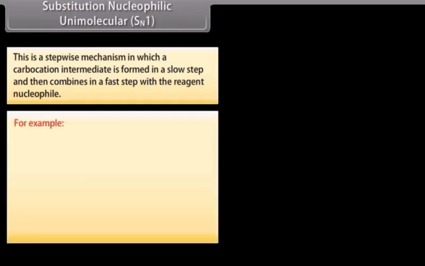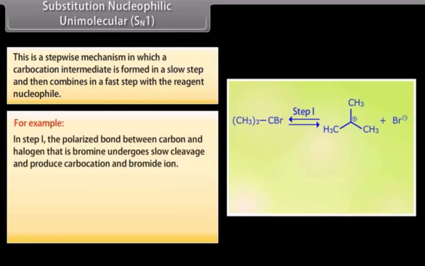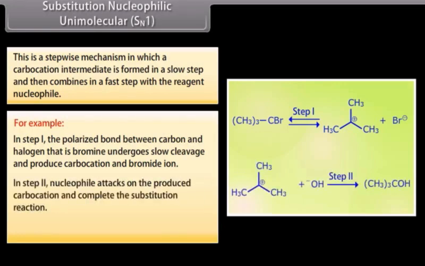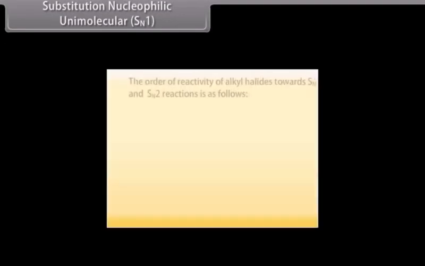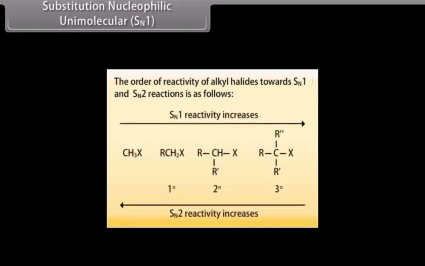For example, in the first step, the polarized bond between carbon and halogen, that is bromine, undergoes slow cleavage and produces carbocation and bromide ion. In the second step, the nucleophile attacks the produced carbocation and completes the substitution reaction. The reaction follows first-order kinetics. The order of reactivity of alkyl halides towards SN1 and SN2 reactions is as follows.